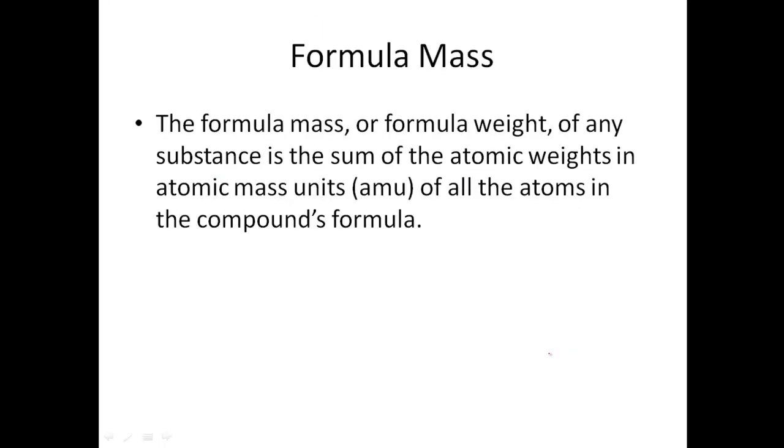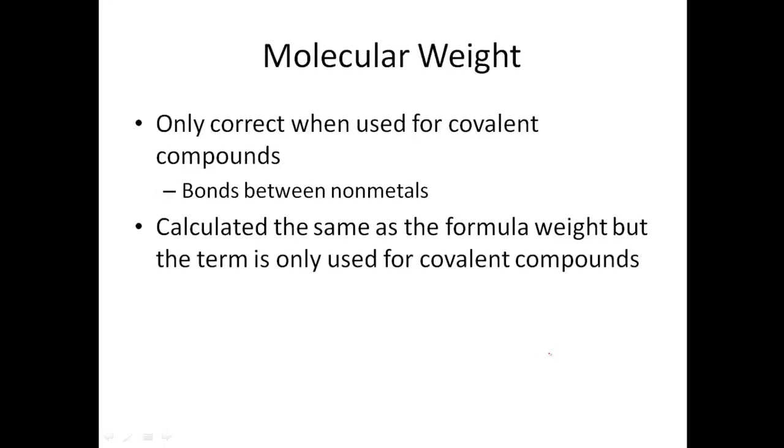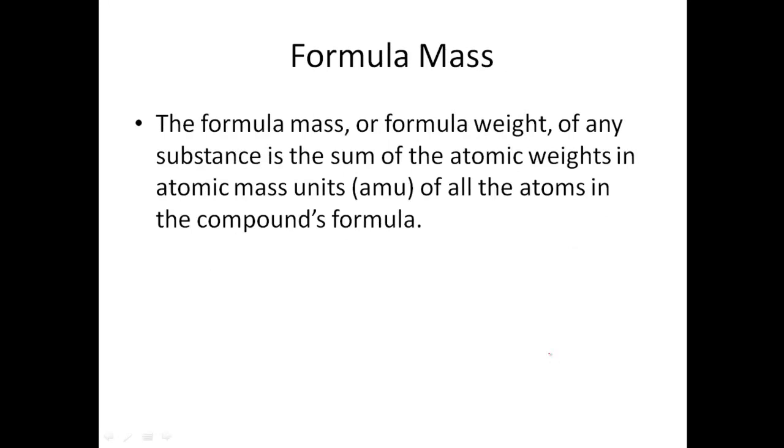Now, what is the formula mass, you may ask? This is simply what we call the formula weight of any substance. It's the sum of all the atomic weights in atomic mass units, which is AMU, of all the atoms in the compound's formula. So when we look on the periodic table, what we see is a number.